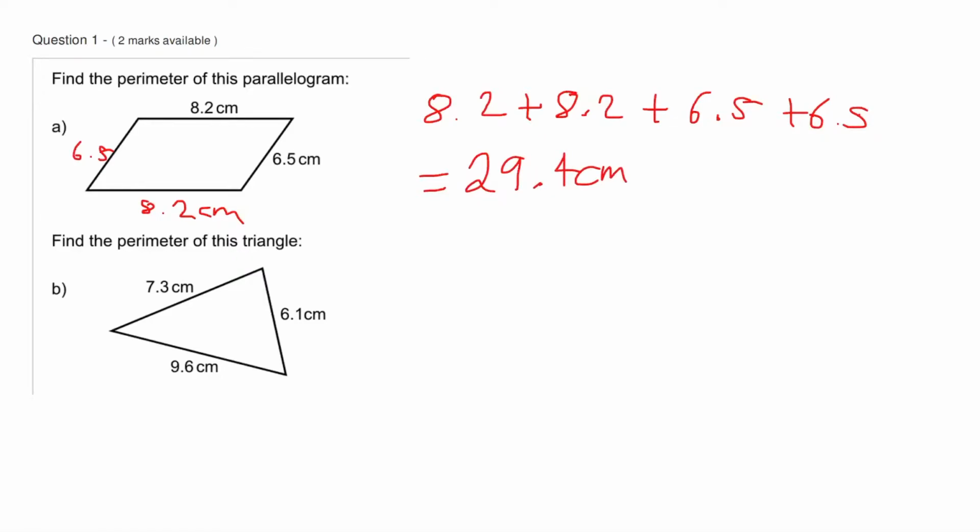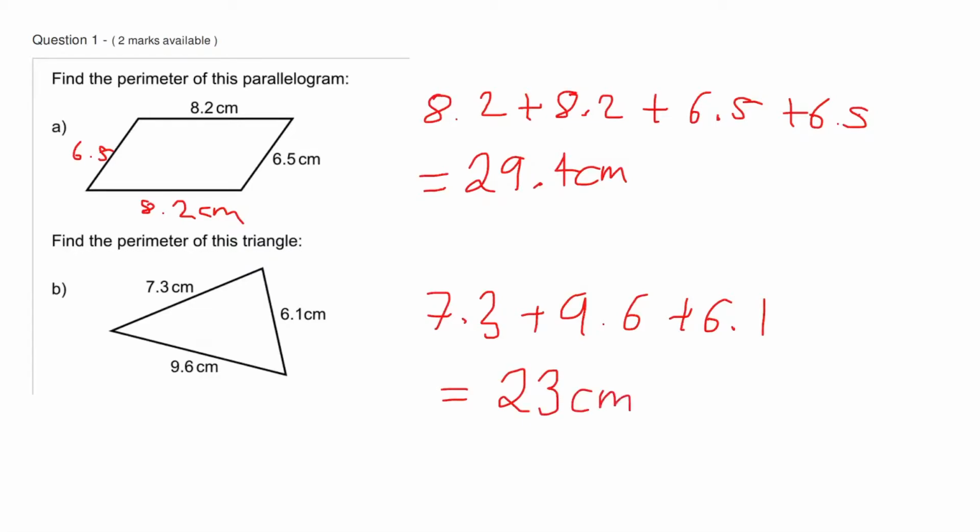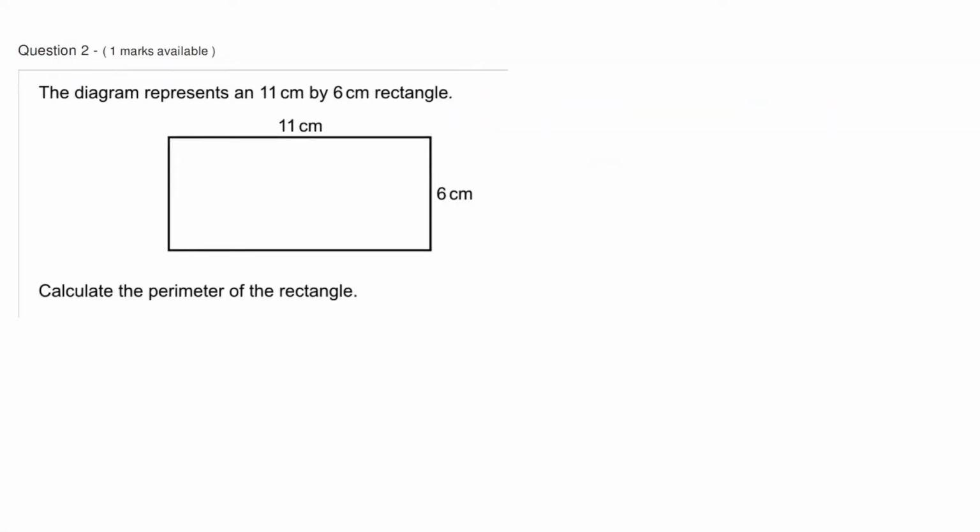Now for part B, you are given a triangle and you are asked to find the perimeter of that triangle. Again, all we are doing is adding up all the sides of that triangle. So that's 7.3 centimeters, add 9.6, add 6.1, which will give you an answer of 23 centimeters, and that is your perimeter. So again, remember, when you are finding perimeter, you are adding up all the sides of the shape.